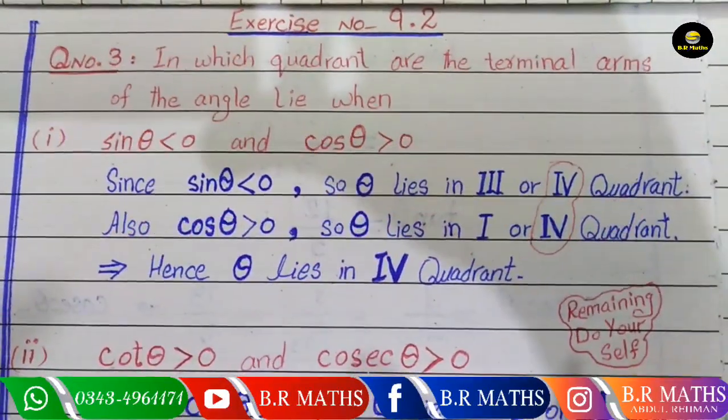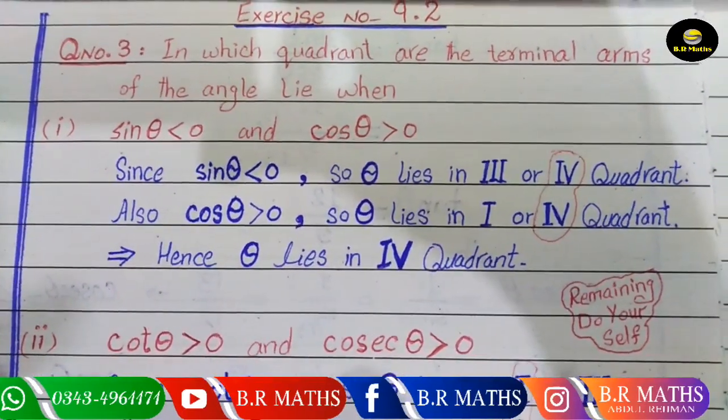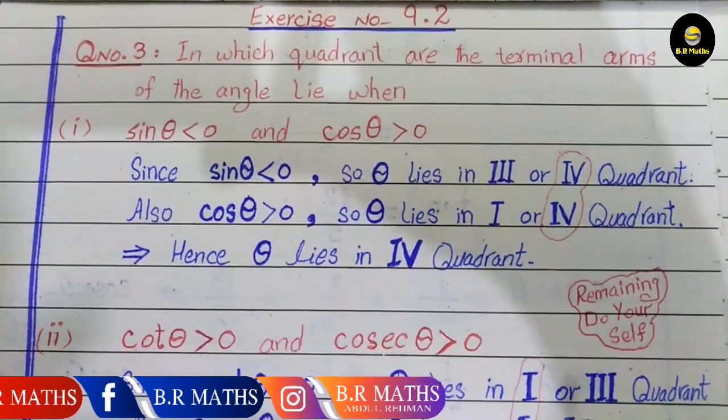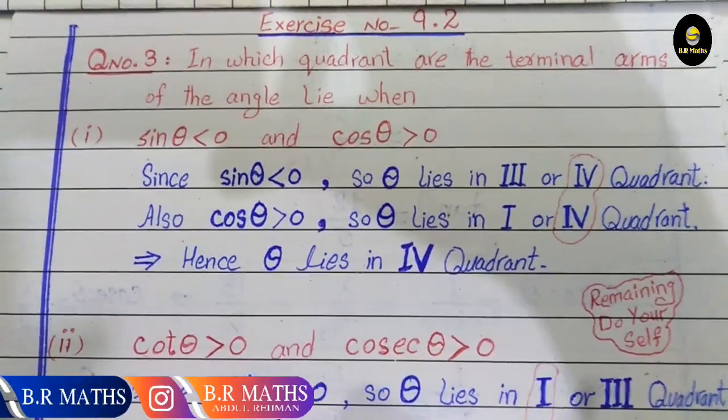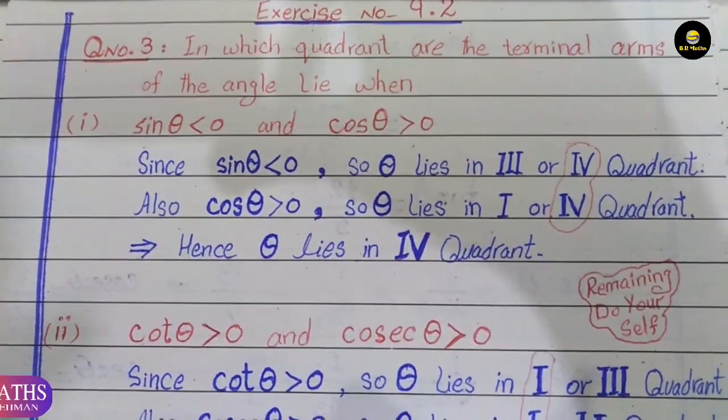Students, in this exercise 9.2, the first two questions are objective type, very simple questions: trigonometric ratios, how many types, and in which quadrant the angle lies. So I am starting here from question number 3.